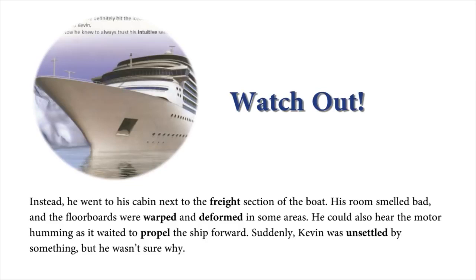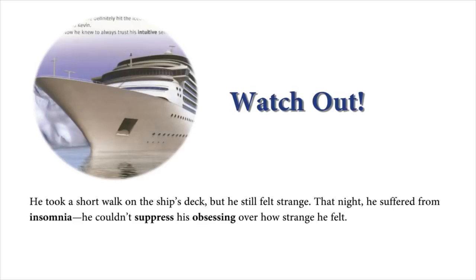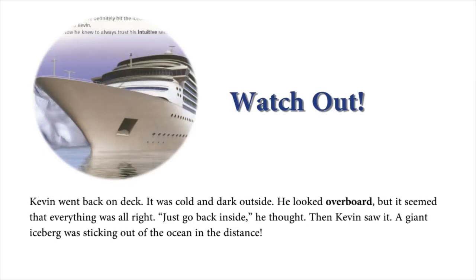Suddenly, Kevin was unsettled by something, but he wasn't sure why. He took a short walk on the ship's deck, but he still felt strange. That night, he suffered from insomnia. He couldn't suppress his obsessing over how strange he felt. Kevin went back on deck. It was cold and dark outside. He looked overboard, but it seemed that everything was all right. Just go back inside, he thought.